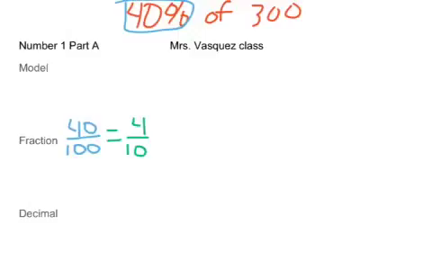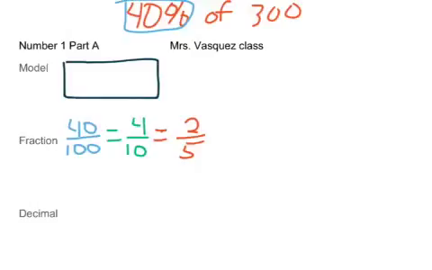Now we could actually go ahead and use 4/10 and model 4/10. But I'm going to simplify it a little bit more. 4 and 10 have a common factor of 2, and what we end up with is a fraction of 2/5. That's the model I'm going to create. So we have a model with 5 sections, and if we were talking about 40%, it would be 2 of the 5 sections. So that is a model for 40%.